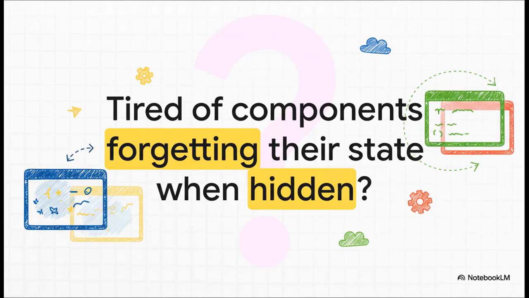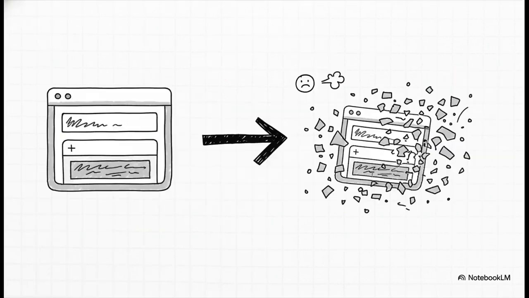You build this awesome interactive component. A user starts playing with it, filling it out, and then for whatever reason, you've got to hide it for a second. And what happens next? Well, it's usually a huge headache because, poof, just like that, it's gone. It's like the user was never even there. All that data they typed in, any settings they changed, it just evaporates.